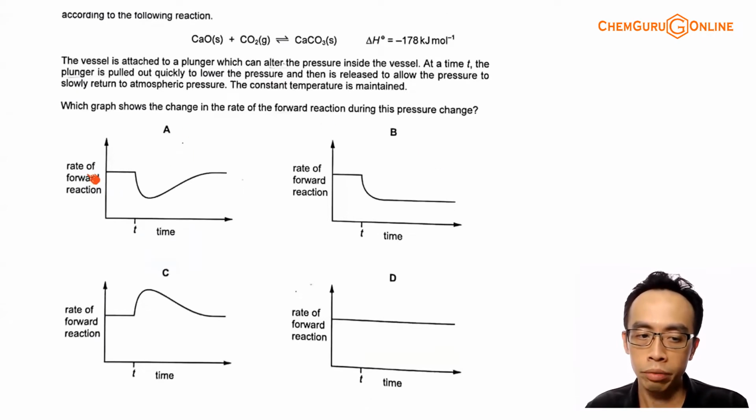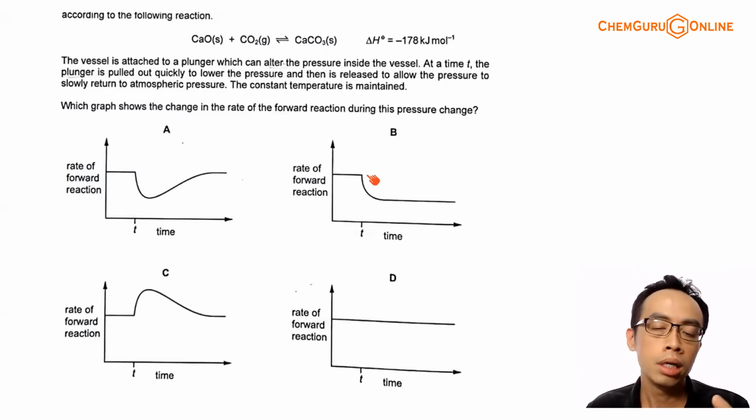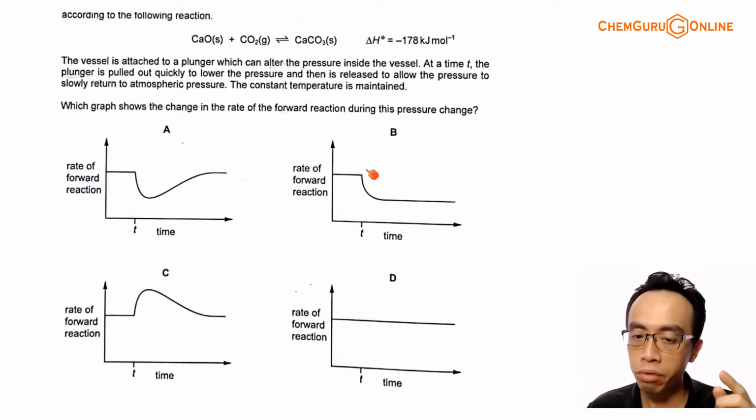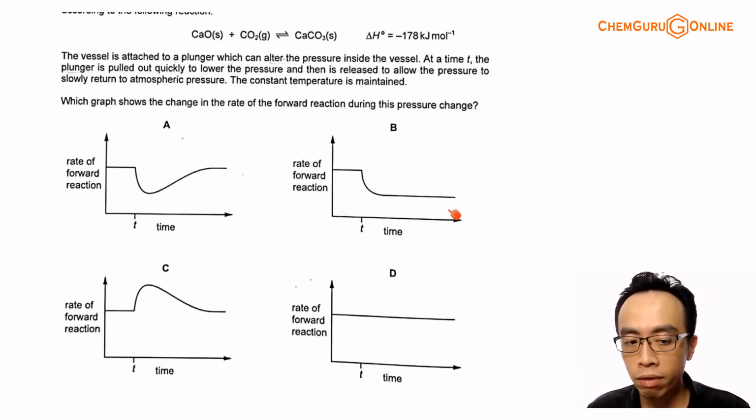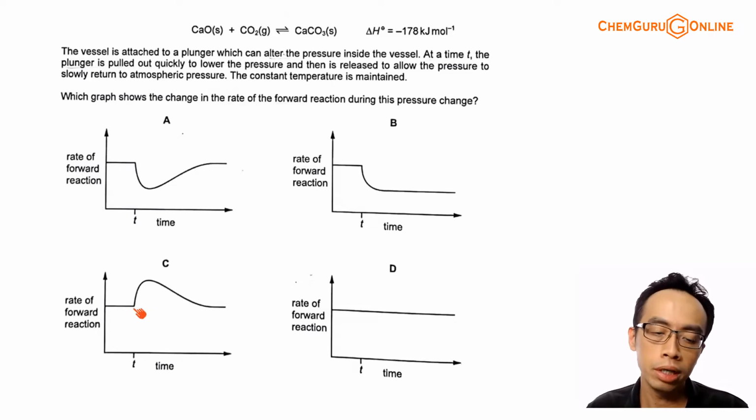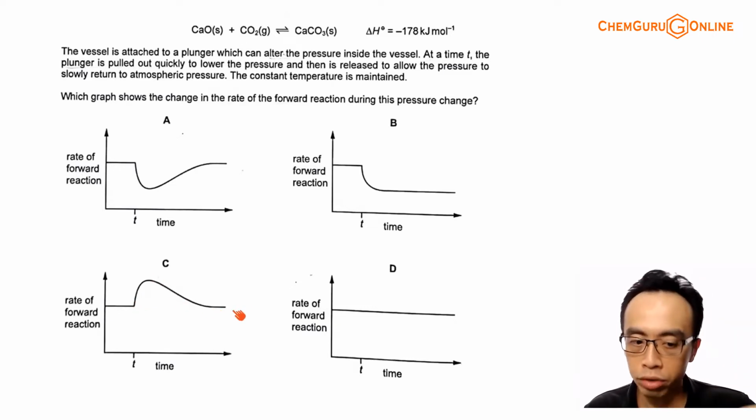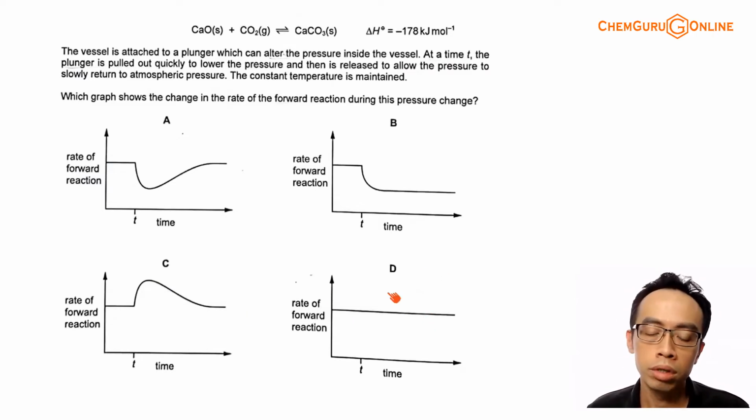Involving A, the rate of the forward reaction at t decreases sharply, then slowly goes back to the original state. Involving B, at t, the rate of the forward reaction decreases sharply and then stays low. Involving C, the rate of the forward reaction increases sharply, then returns back to the original rate. And involving D, there's no change in the rate of the forward reaction at all throughout the entire process. So which of these four graphs will be the correct one?